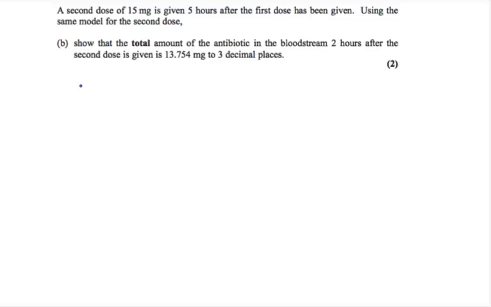So to find that, we would need to use 15 e to the power of minus 0.2 times 7, because it's been 7 hours since the first dosage has been given. And the amount of antibiotic in the bloodstream from the second dosage, we're going to treat t as 2, because it's only been 2 hours since that second dosage has been given, and 7 hours since the first dosage. Working these out and adding them together gives 13.754 to 3 decimal places.